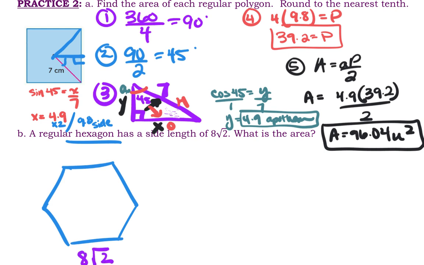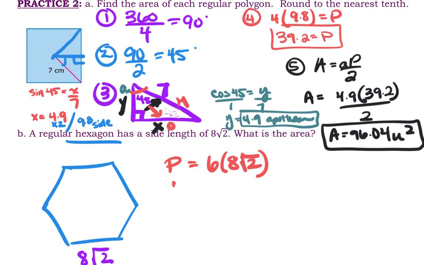It says, what is the area? Well, the only thing you have to figure out, what's the only thing you're missing? Can you figure out the perimeter right now? Yeah, so do it. 1, 2, 3, 4, 5, 6. 6 times 8 square root of 2. Right, and then just enter it just like that: 6 parentheses, 8 square root of 2. I got 67.9. Did y'all get 67.9?